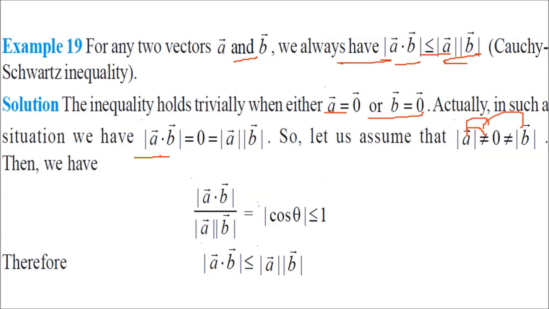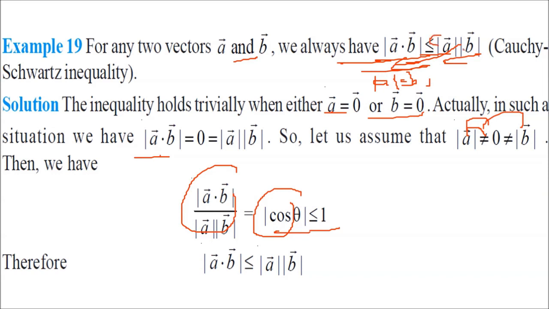Neither a nor b is equal to 0. So what we get? Cos theta is nothing but a dot b by |a||b|. But cos theta here is less than or equal to 1. This simply says that when you take it here, this will be less than or equal to 1. Cos theta is always less than or equal to 1.